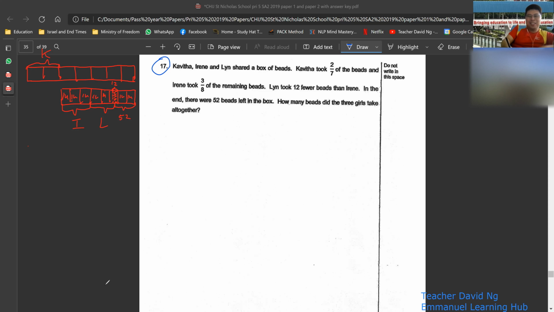Yes. If you read the question like that, you think for half an hour, you also won't know 1 unit is 52 minus 12 divided by 2. Do you agree? Correct. Do you see the power of model drawing? Because I drew out the model, and it's through the model you realize 2 units plus 12 is 52.